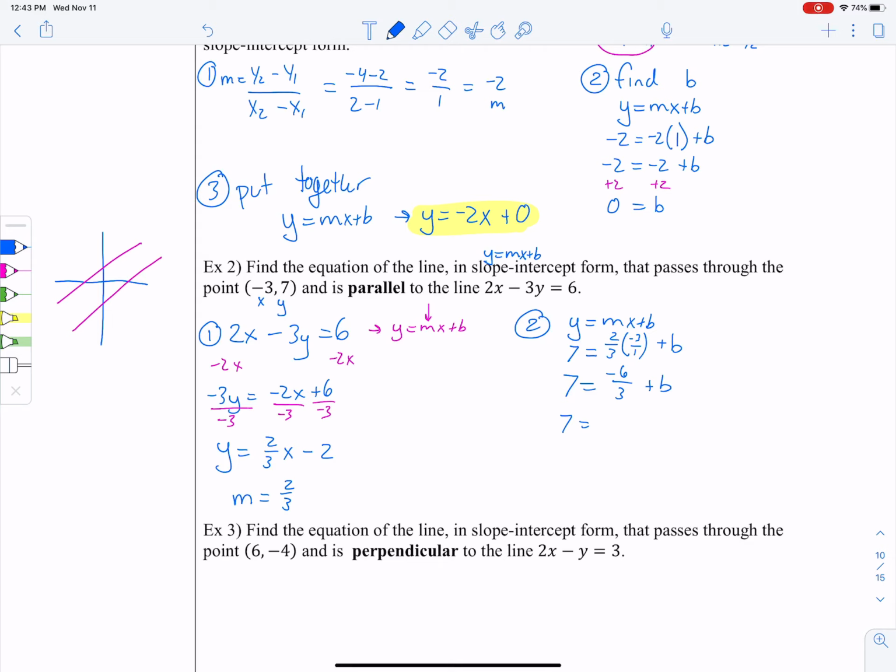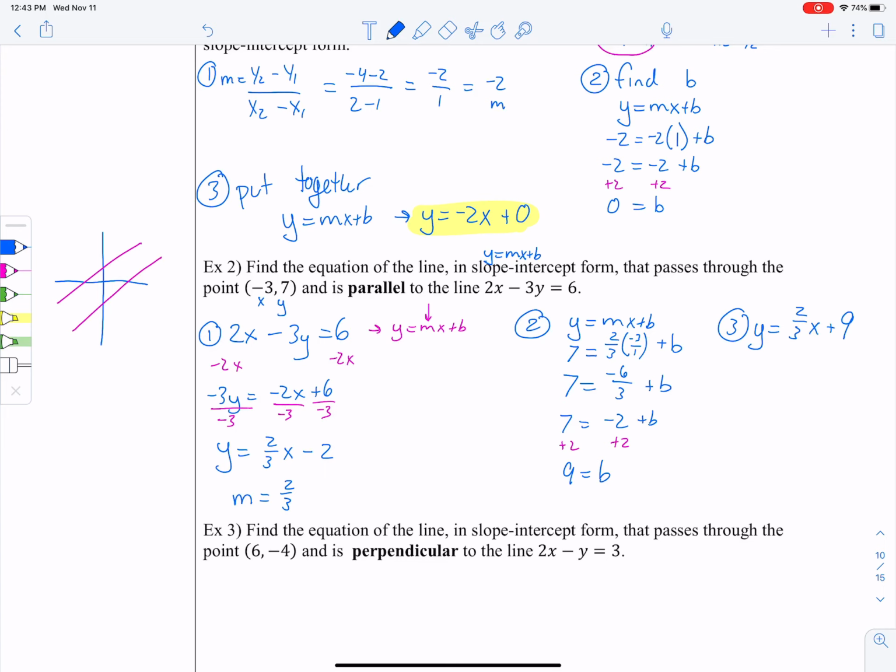I can simplify. -6 divided by 3 is -2. Then I'm going to add 2 to both sides. 7 plus 2 is 9. So 9 is equal to b. And my step 3 is to put those two things together. So I have y is equal to 2/3 x plus 9.